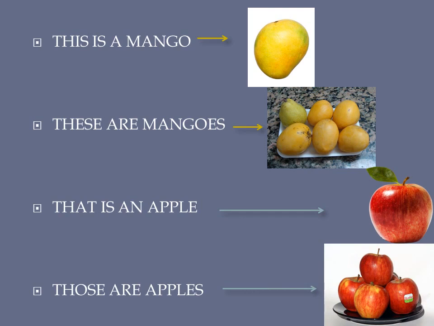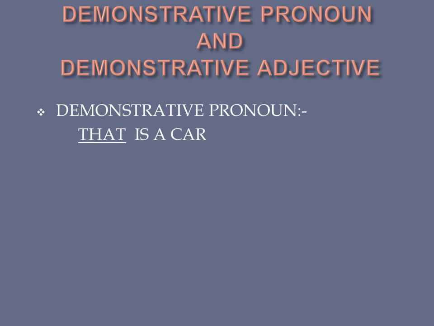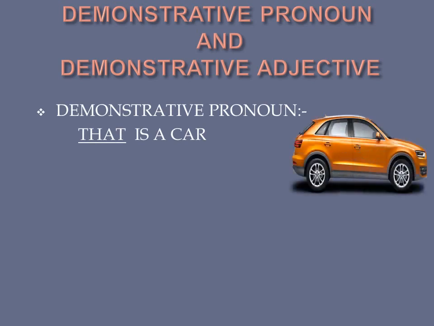Good. Now we will discuss one more thing, which is a little bit confusing, but you will have to learn. Demonstrative pronoun and demonstrative adjective. Now these 4 pronouns that we are discussing as demonstrative pronouns can also be used as adjectives. And at that time what are they called? They are called demonstrative adjectives.